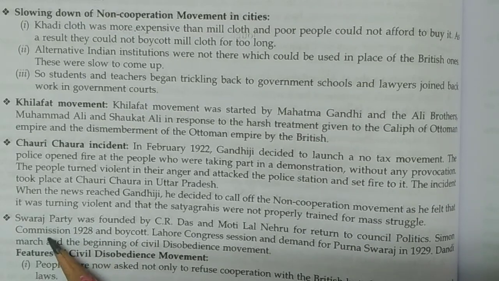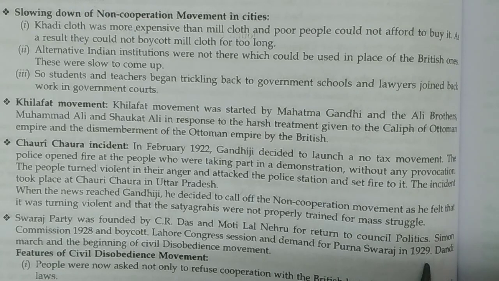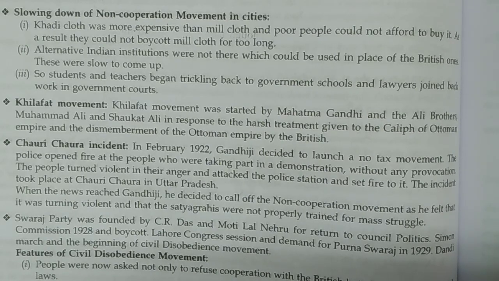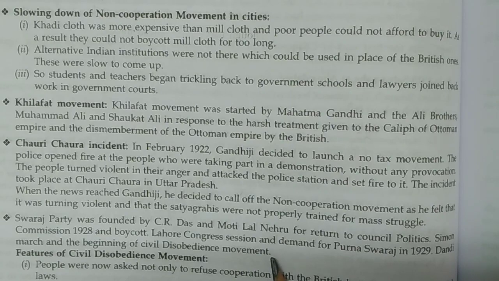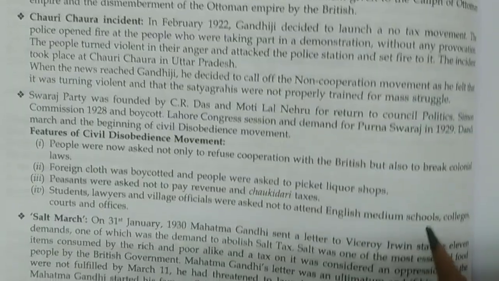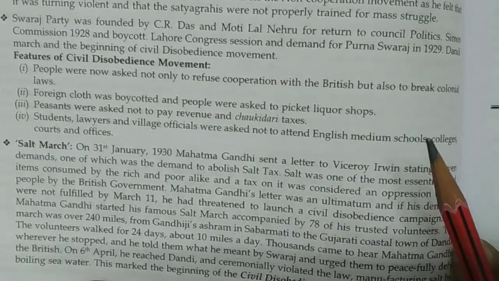Now next, Swaraj Party. Swaraj Party was formed by C.R. Das and Motilal Nehru for return to council politics. Simon Commission 1928 and boycott, Lahore Congress session and demand for Purna Swaraj in 1929, Dandi March and the beginning of the civil disobedience movement. Now next, we are covering from here till now.